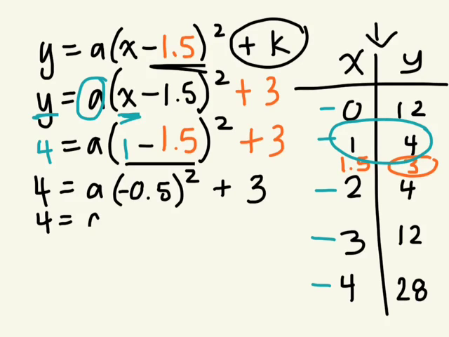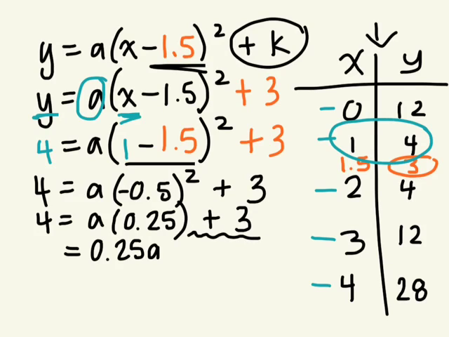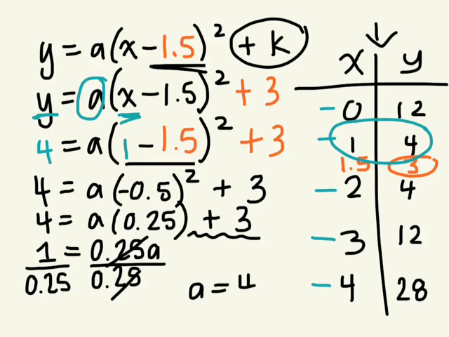4 equals a, and then negative 0.5 times negative 0.5 is positive 0.25, plus 3. We bring this 3 over, and it becomes negative. So what's 4 take away 3? How do I isolate a? Divide by 0.25. What's 1 divided by 0.25? Yes, it is 4. Good.